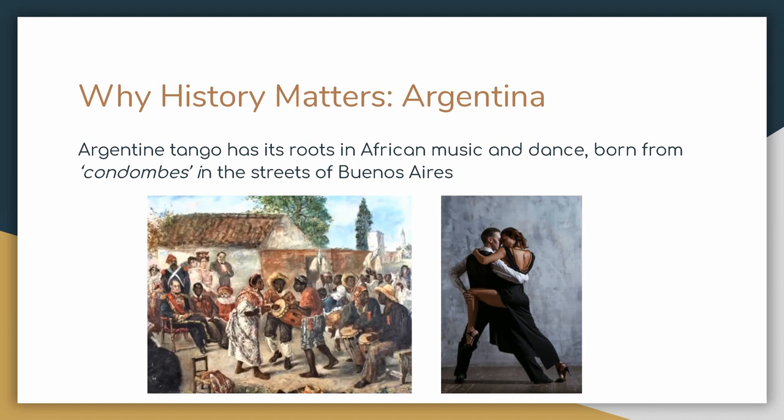So there's no black people in Argentina. However, Argentine tango, which comes from Buenos Aires, actually has its roots in African music and dance that was born from these get-togethers called condombes. And this would be musicians in the street. The picture on the left is from a painting from Buenos Aires in the 1800s, where you see African people on the street with their drums.